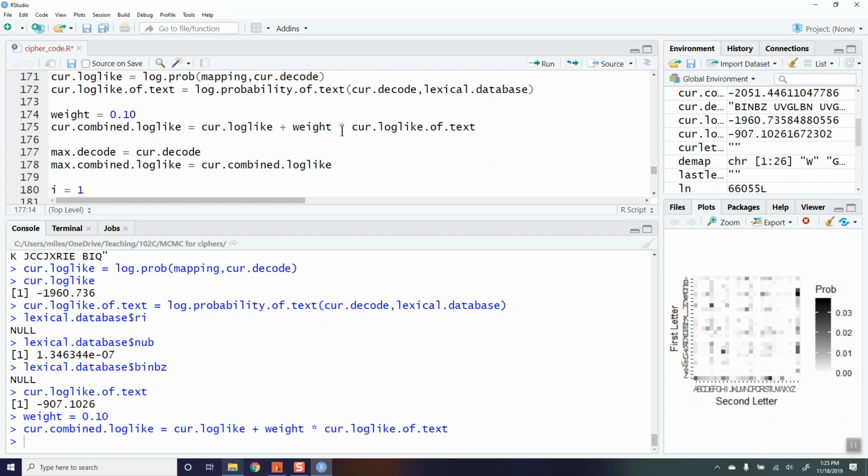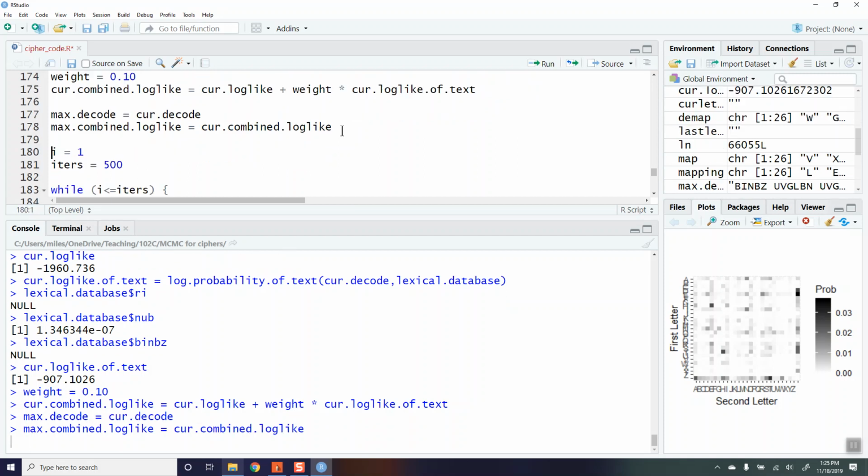All right. So this is what we're going to do. Let me talk about how we evaluated the likelihood. Let me talk a little bit about how the Metropolis algorithm actually works for this thing.